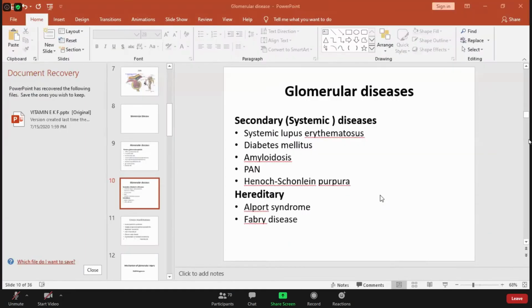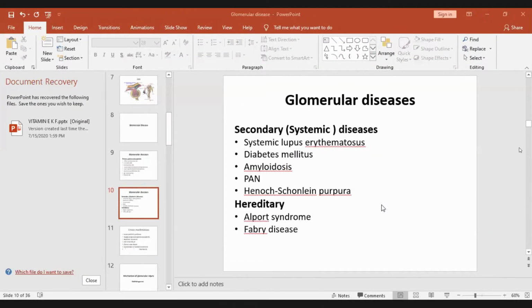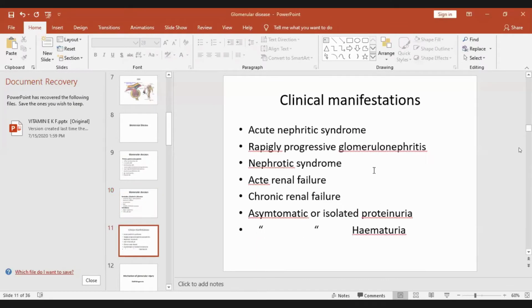I told you about primary glomerular disease and secondary, which are the result of systemic disease. Now, clinical manifestations of glomerular disease are acute nephritic syndrome, nephrotic syndrome, rapidly progressive glomerulonephritis, acute renal failure, chronic renal failure, asymptomatic or isolated proteinuria, and asymptomatic or isolated hematuria. These are the various clinical manifestations that you will be taught in the next lecture: what is acute nephritic, what is the difference between the two, what is acute renal failure. All these will be taught in subsequent lectures.